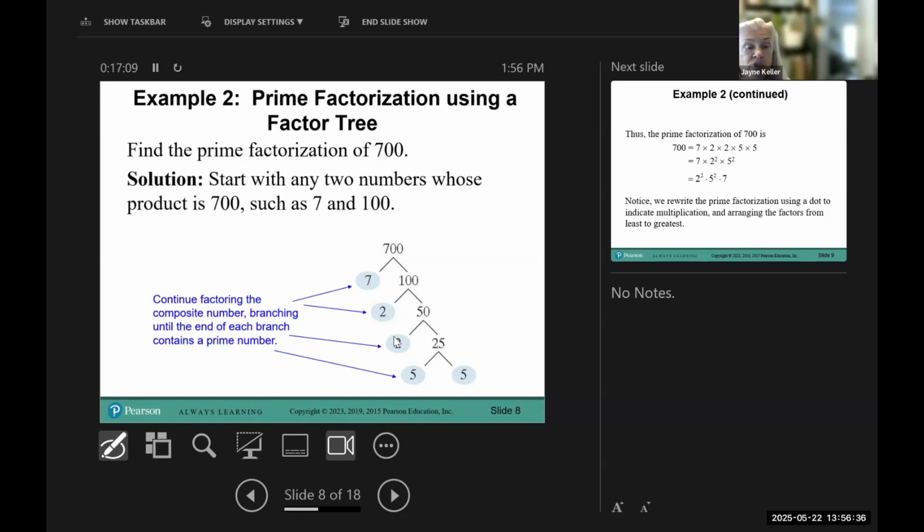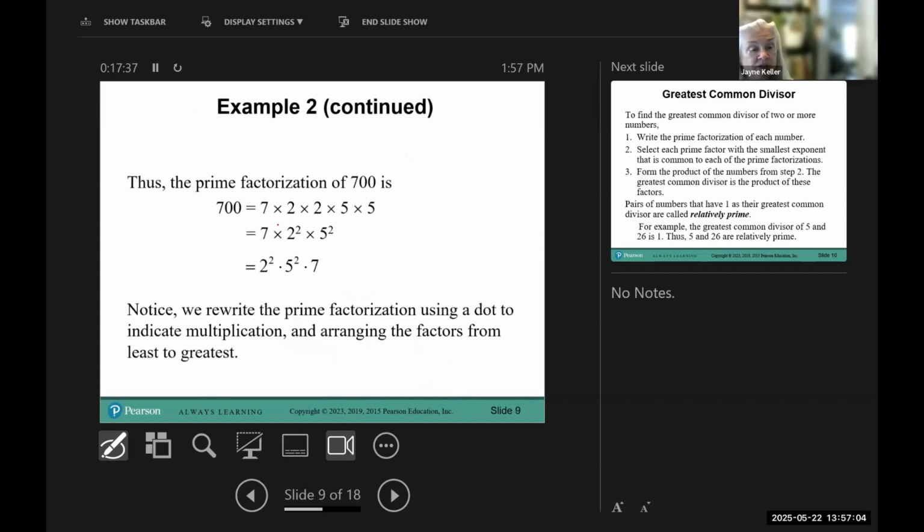And one way to factor 50 is 2 times 25. That gives me a prime here at 2. And then 25, I can factor again, and I get 5 times 5. So you can see that the prime factorization is 7 times 2 times 2 times 5 times 5. Or if I want to reorder that, starting with the smallest prime and ending with the biggest prime, I would get 2 times 2 times 5 times 5 times 7, which we can also write as 2 squared times 5 squared times 7.